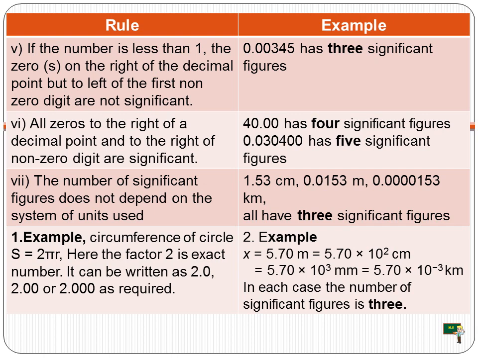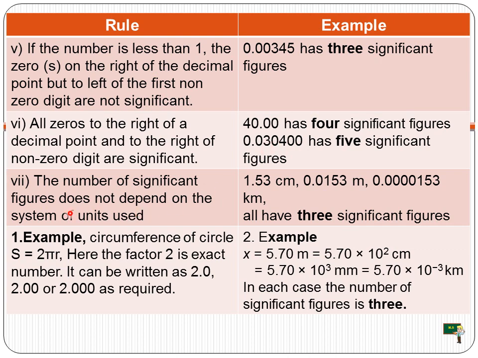Then all zeros to the right of a decimal point and to the right of a non-zero digit are significant. Here, this number has 4 significant figures, and 0.030 has 5 significant figures. That means 0, this 0, this 0, this 4, this 0 and this 3 are 5 significant figures.